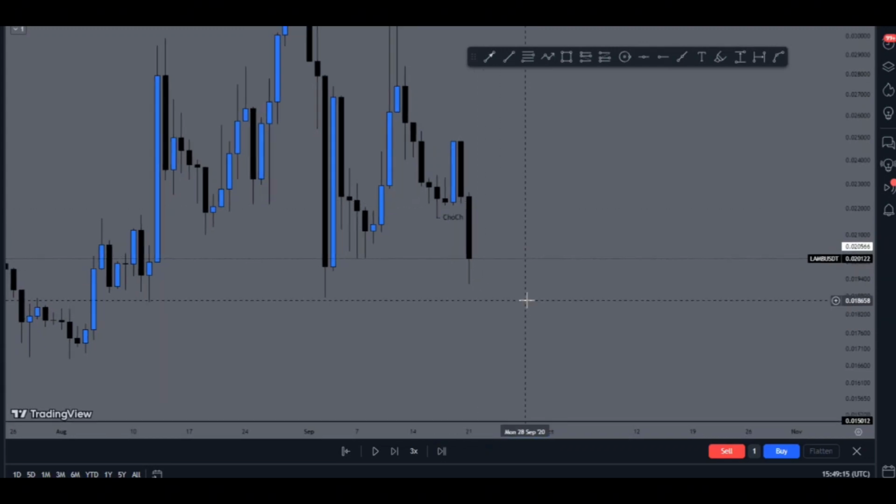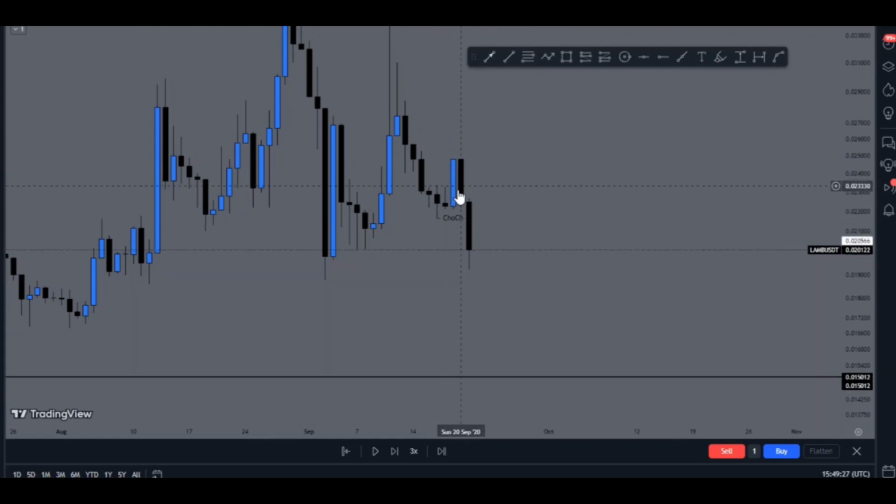How can you find your supply zone? Remember I said you find your supply zone with the last bullish candle before a huge bearish candle has taken out the last low. This was our last bullish candle right here. Then we are going to mark it like this.